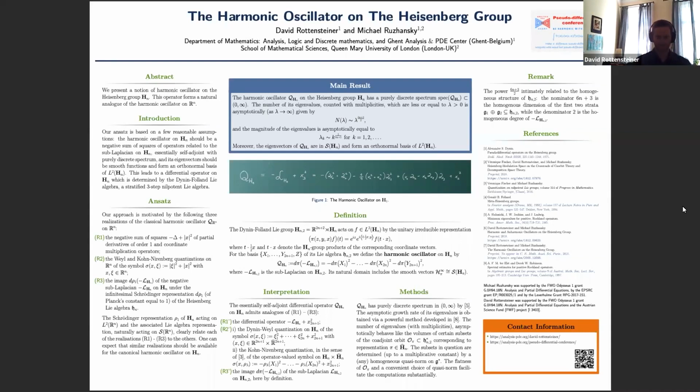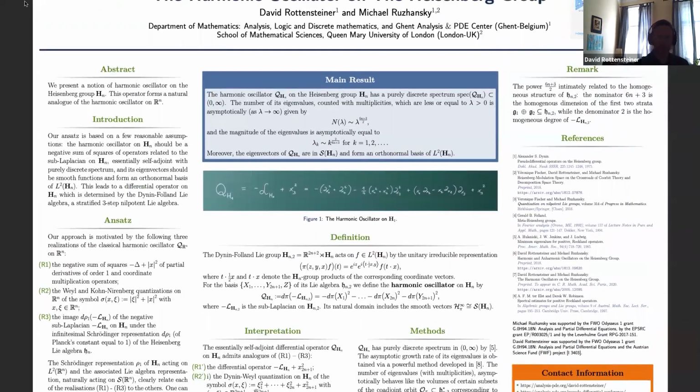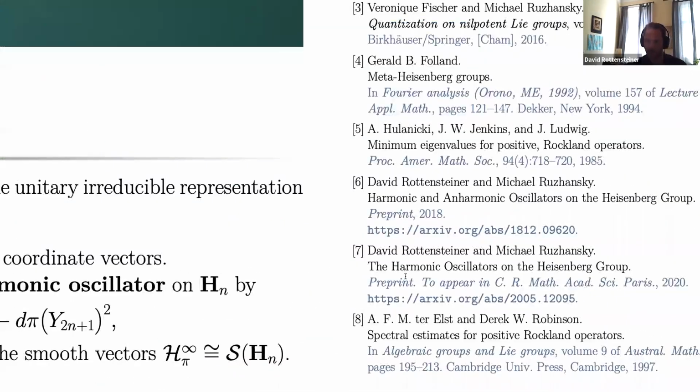So the title of my poster is The Harmonic Oscillator on the Heisenberg group. This is based on joint work with Michał Różański. It's based on a short paper which is going to appear in Comptes Rendus. And this again is a shorter version of a longer paper which is under review, called Harmonic and Anharmonic Oscillators on the Heisenberg group.